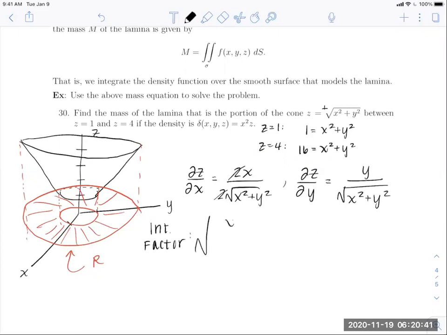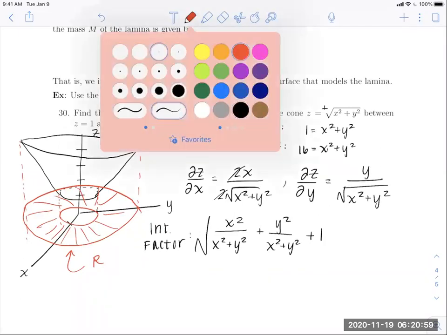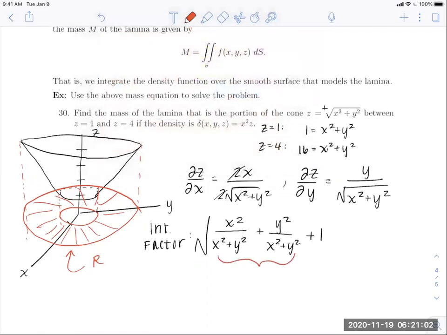It's going to be the square root of x squared over x squared plus y squared plus y squared over x squared plus y squared. And for once, I'm just going to leave it as plus 1, because you'll note here that the sum of these first two is equal to 1, right? I'm going to get an x squared plus y squared over an x squared plus y squared. So hot dog, our integrating factor just becomes the square root of 2.